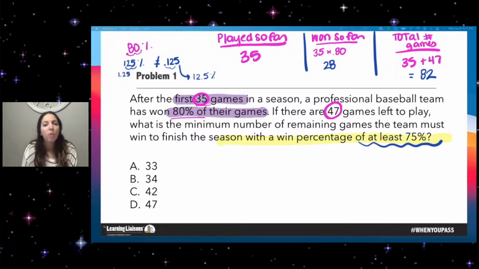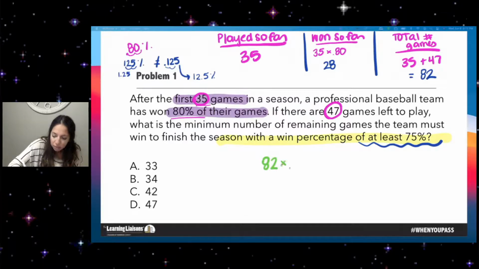How do I figure out what 75% of 82 is? Multiply it. So now I'm going to take 82 times 0.75 to figure out the number of games they need to win at the end of the season.